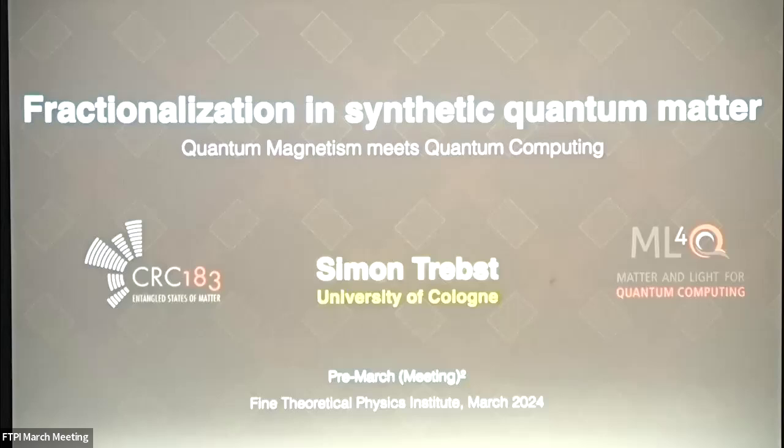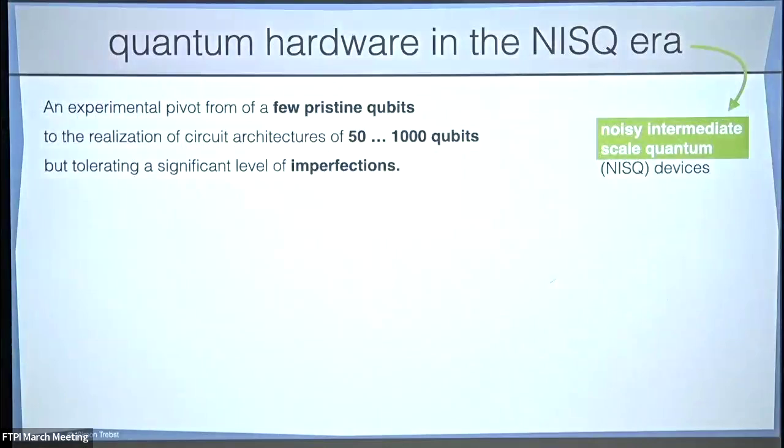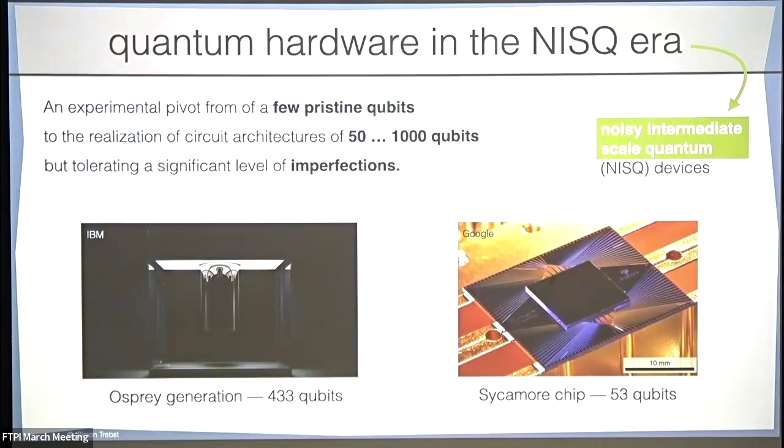I actually adhere to Andre's task of giving some general introduction and an overview. So I will talk about what I think is an intersection of quantum magnetism and quantum computing. And I will start with a letter and give you an idea of what my perception is of where quantum computing is right now. So we are in what's called the NISQ era, the era of noisy intermediate scale quantum devices that have 50 to 1,000 qubits.